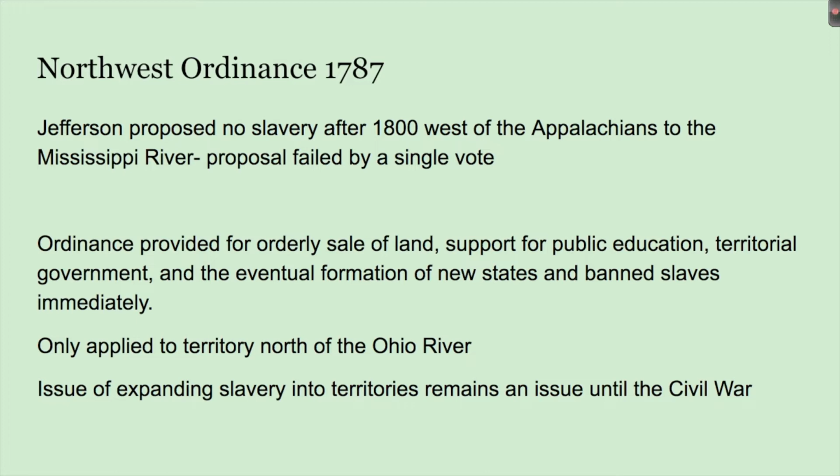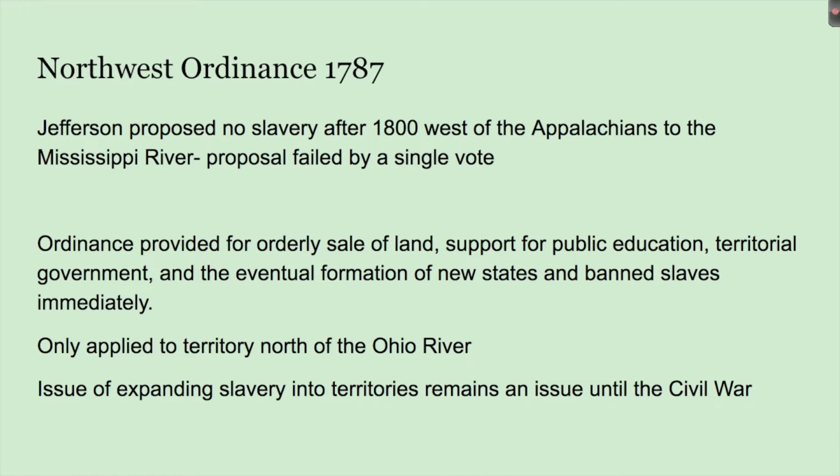So Jefferson, who we commonly know as being a slave owner, somebody that sees African Americans as inferior to white people, he did propose that there's no slavery after 1800 for everything west of the Appalachian Mountains to the Mississippi River. This proposal failed by a single vote. This was a few years before the Northwest Ordinance.